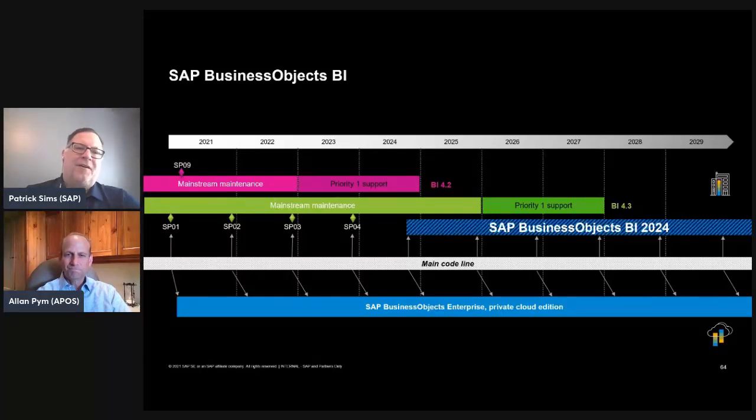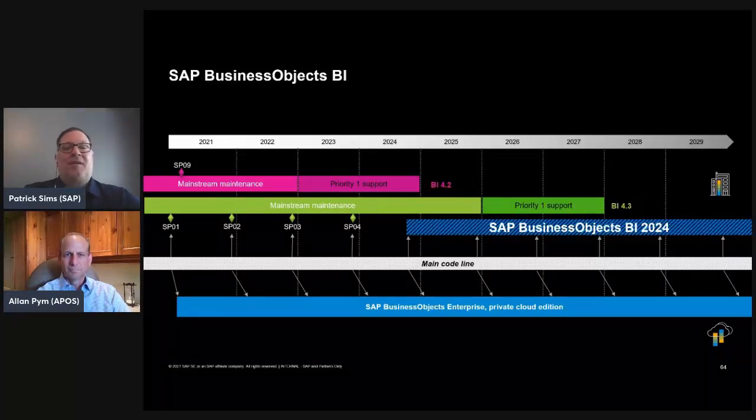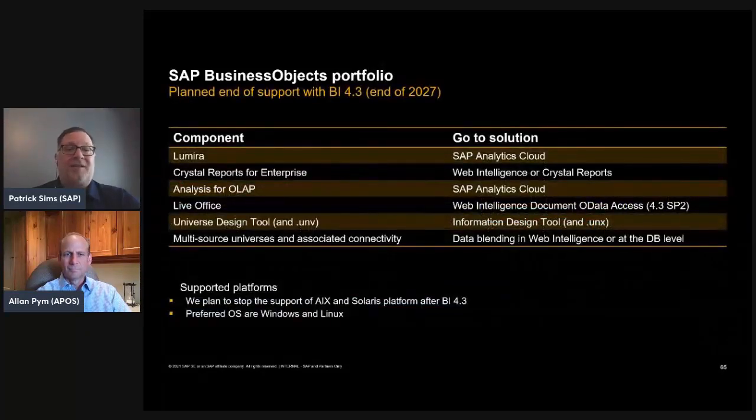Sure, Alan, thanks. So for the key things here, number one is that 4.2 Service Pack 9 ends mainstream maintenance at the end of this year. So it's a great time to move to 4.3. With 4.3, when it comes to an end and we have our new release of BI 2024, there are some key things that we're focused on in that release. So not all of the products are going to be making that.